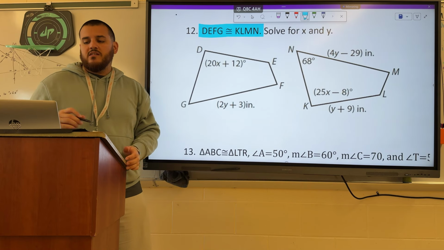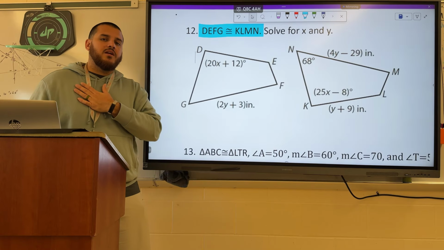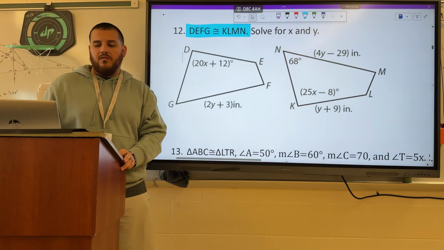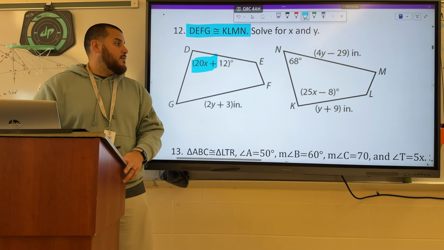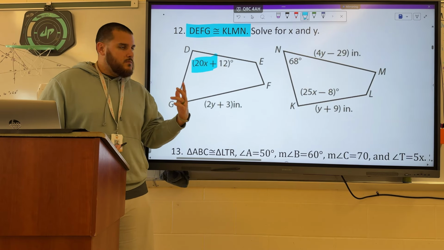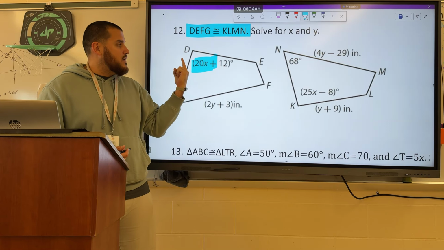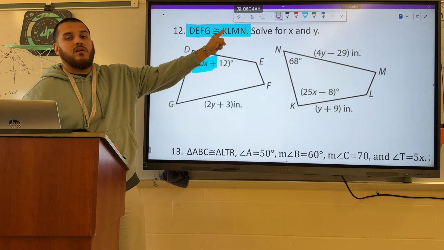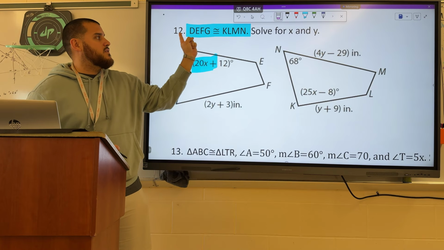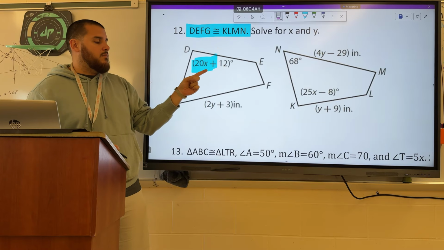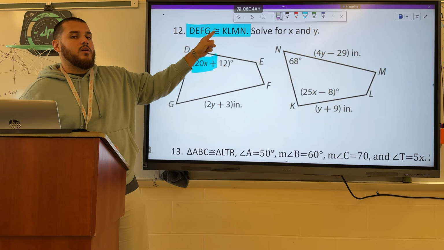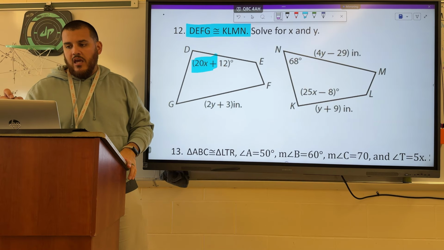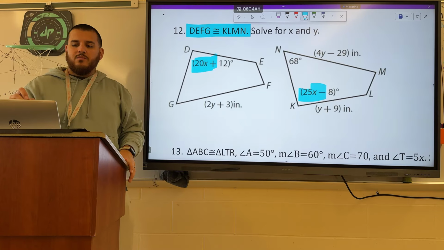So we need to solve for x and y. That first requires us to locate and figure out where those variables are located in our figures. For example, I see an x right there. That's inside my figure. That's an angle. Which angle? Well, it's in the corner where the D is, so it's angle D. And this statement tells me that angle D is congruent to angle K because they are in corresponding positions of the congruency statement. So because the shapes are congruent or equal in measure, angle D must be equal in measure to angle K. Angle K is 25x minus 8.